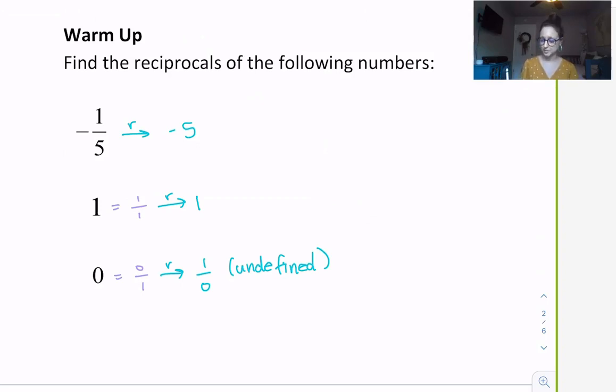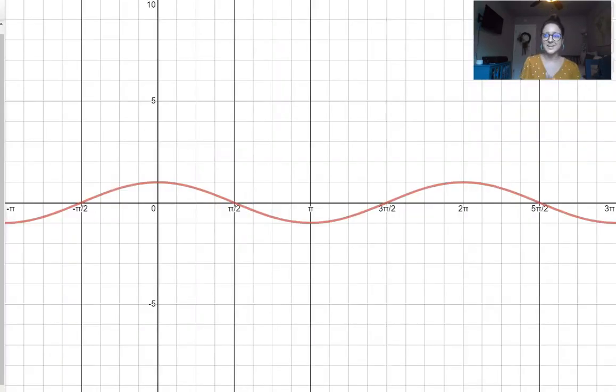One way you can remember it is 0 on top is okay, that's a 0, but 0 on bottom is no, that becomes undefined. Alright, so question for you, which parent function do I have on the screen right now? Sine of x or cosine of x? This is cosine of x.